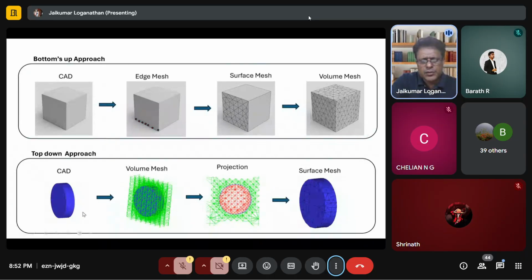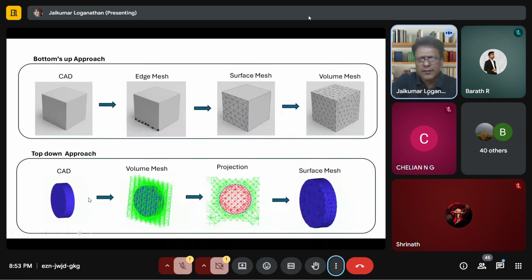The top down approach from the CAD, right? You first create a volume mesh. You see that the volume mesh is encompassing the CAD, and then the second step is a very important step, which is the projection of the overlapping mesh surface or the mesh elements onto the surface of the CAD, right? So this is an important step in the top-down approach. So now either you are interested in the volume outside this or inside this, right? That you have to decide.